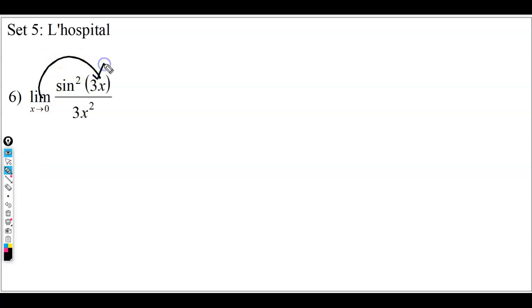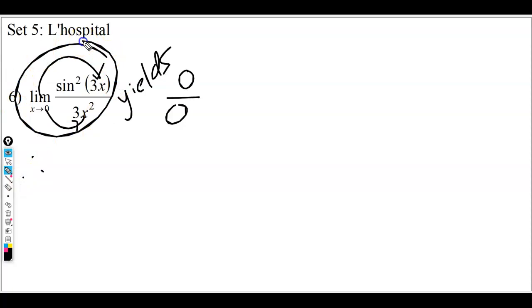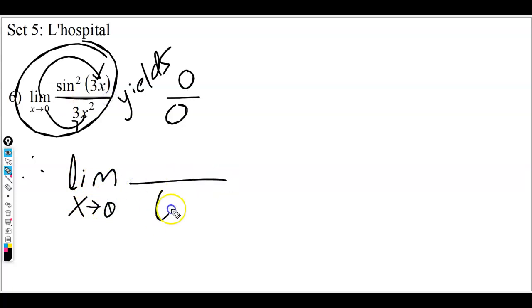So if we plug it in, we get 0 on the top. Plug it in, we get 0 on the bottom. So therefore, this limit is equal to the limit of the same expression, just the derivative on the top, derivative of the bottom. Derivative of the bottom is easy. It's 6x. Derivative of the top is a little bit uglier. First of all, sine squared of 3x. A better way to write that for calculus would be like this.